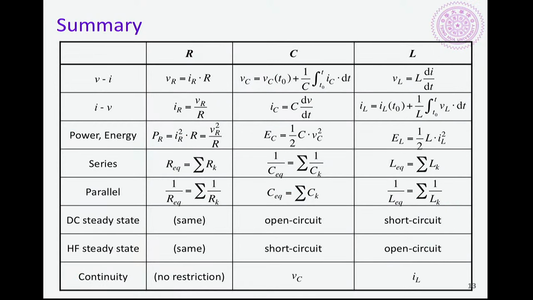Okay, to summarize, this is just for your reference: the IV relationships of R, C, and L. You should remember these relationships between I and V. Then the power and energy. Remember, power is always equal to V times I, and energy is the integration of power. For a resistor, the power is I squared times R; the energy for a capacitor is 1/2 CV squared; for an inductor, 1/2 Li squared.